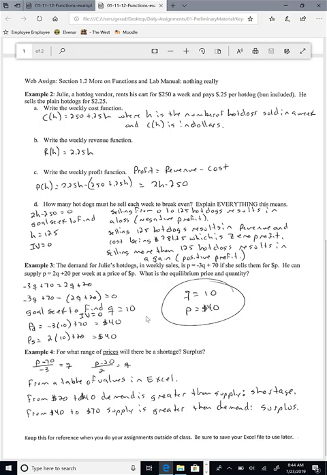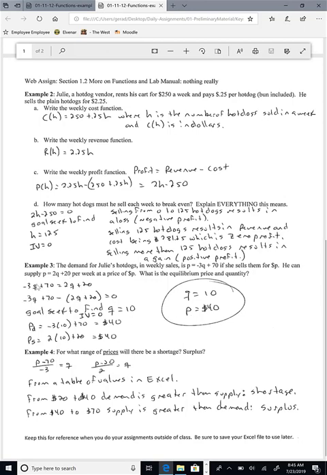Example 3. We've got a demand equation. We've got a supply equation. What's the equilibrium price and quantity? Sometimes this just says equilibrium. It may say equilibrium point. It always includes price and quantity. Both of those are the answer, not one or the other.